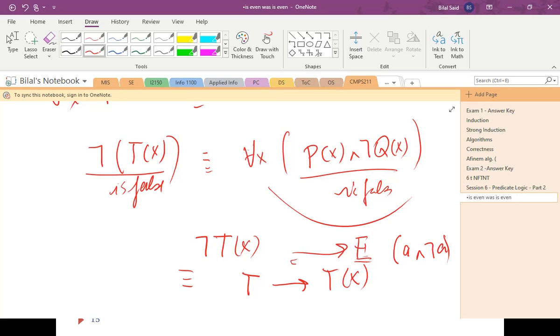If you proved that not T of X, negating, contradicting your theorem, leads you to false necessarily, to a contradiction, then this means that true implies your theorem. Your theorem is always true. It cannot be false.